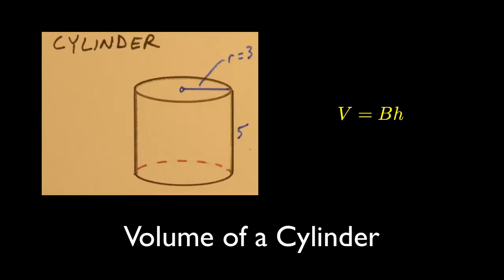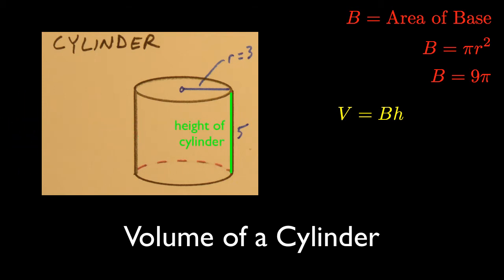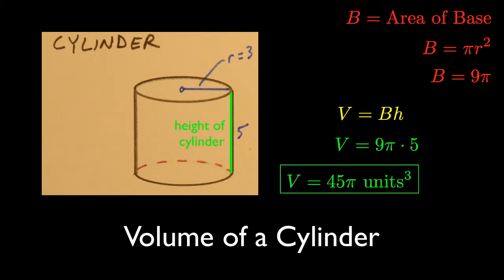So following the same pattern, the volume of a cylinder is still area of the base times the height of the prism. Just remember, the area of the base is the area of one circle. So pi times r squared, or in this case, 9 pi square units. The height we see is 5 units tall, and so the volume would be the area of the base times the height of the cylinder, so 45 pi cubic units would be an exact answer.